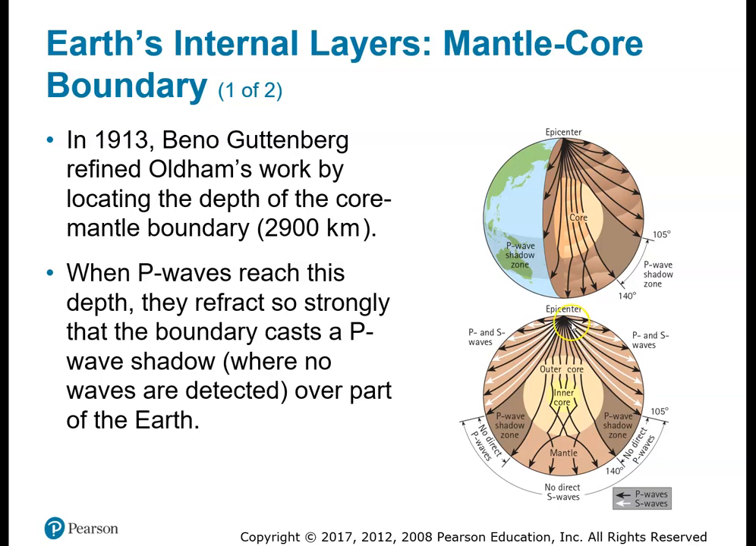Well, of course, these are waves as well. The P wave is a longitudinal wave, that's fine, but it also is a wave, and so it'll bend. This 105 to 140 degree bend, where you don't detect any P waves, helps us understand exactly how deep this region is.